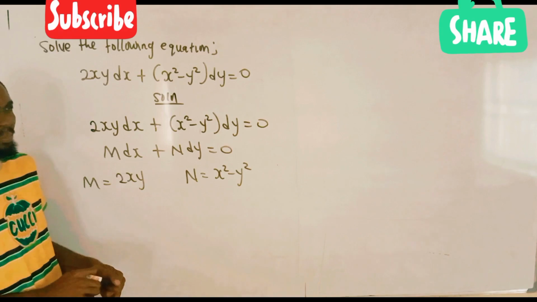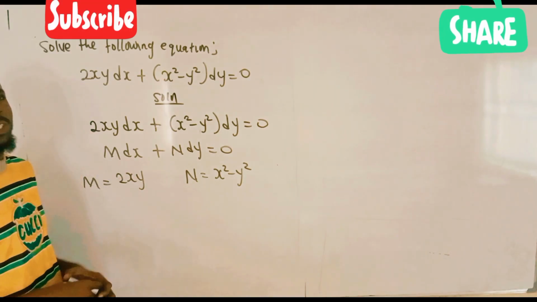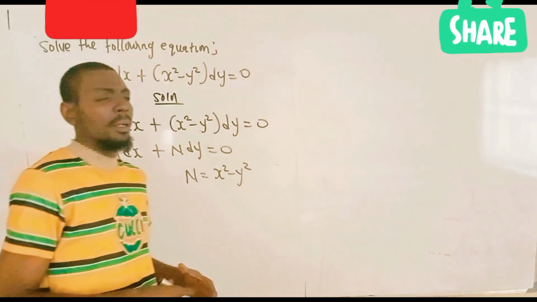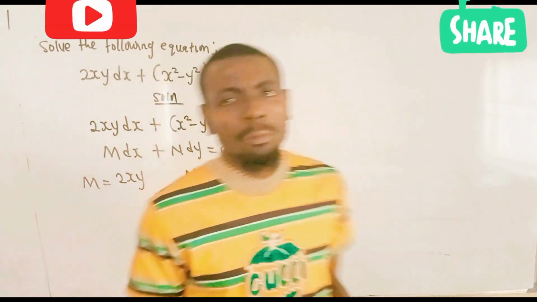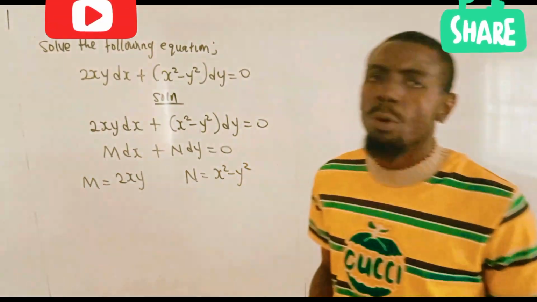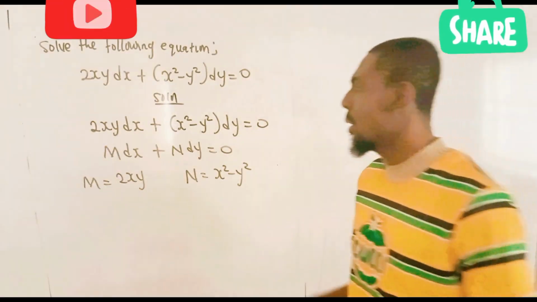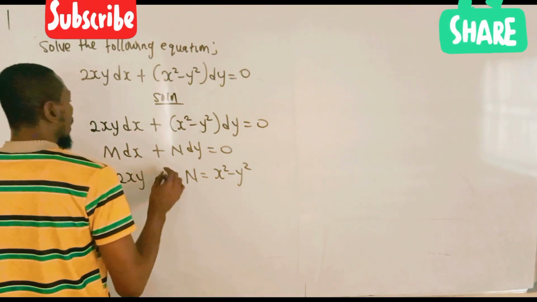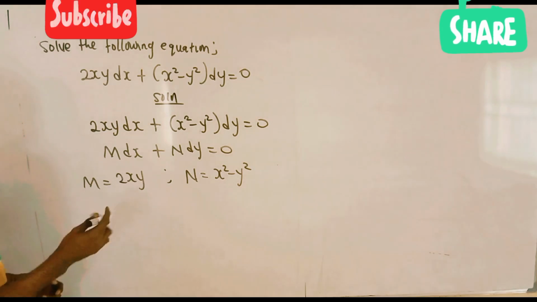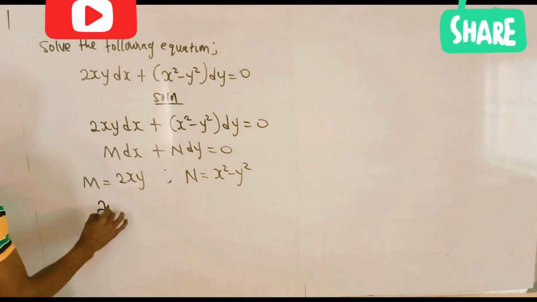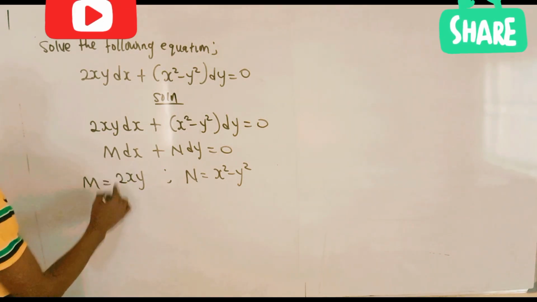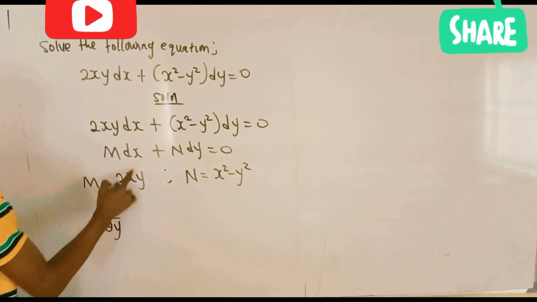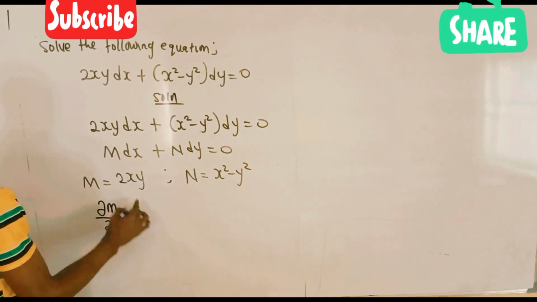For us to solve this equation, we first of all determine if the equation is exact before we proceed with the solution. So that's what we are about to do. To determine if the equation is exact, we take the partial derivative of M with respect to y.